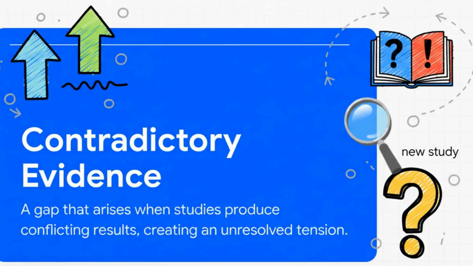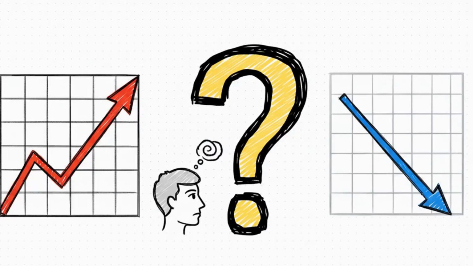Now, let's level up a bit to the next type of gap, contradictory evidence. This is when you find different studies looking at the same thing, but they come up with totally opposite results. This creates this powerful, unresolved tension that is just begging for someone to figure it out. Here's a perfect example. Study A finds a positive link, but then study B finds a negative one. Now, a novice might just get confused and ask, well, which one is right? But a real gap finder asks a much better question. Why do they conflict? Is it the method, the population they studied? Answering that why, that's your research gap.